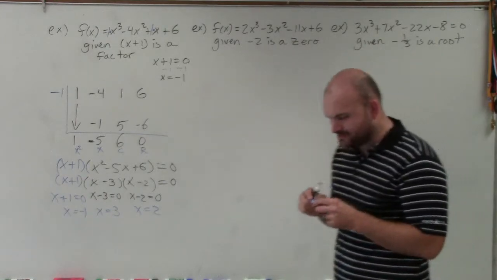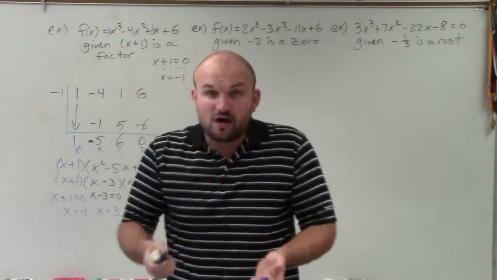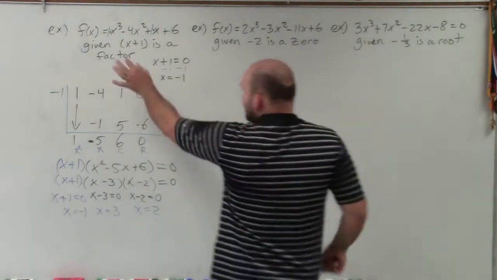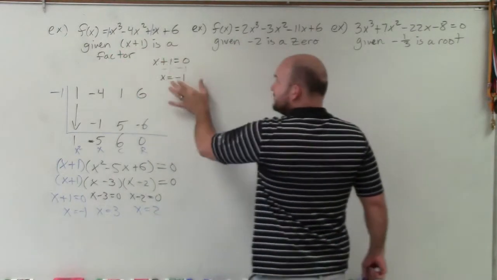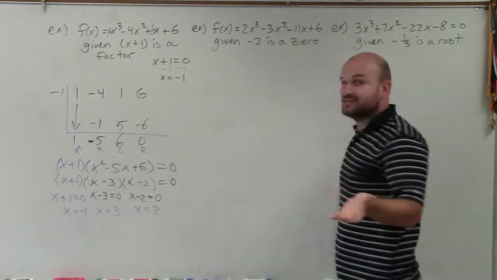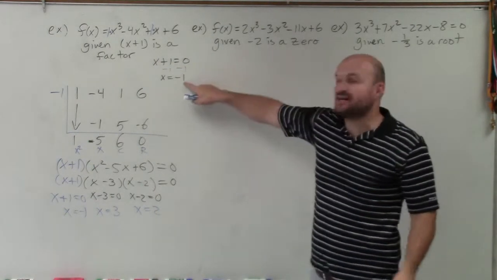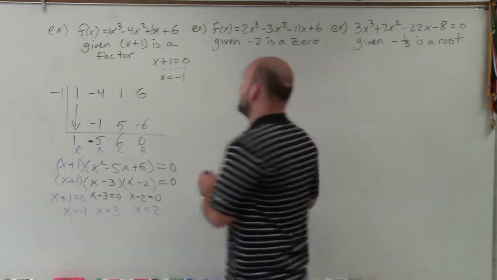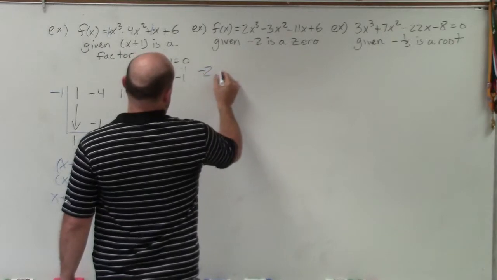So what happens when we have a 0? Well, a 0 is already a part of the solution. They're just asking us to find all of the solutions. Just like when we had a factor, I had to set it equal to 0 to find one of the zeros. Now, they already give us a 0. So giving us -2 is like already showing us that it is one of the zeros. So what I'm going to do is just start my synthetic division.